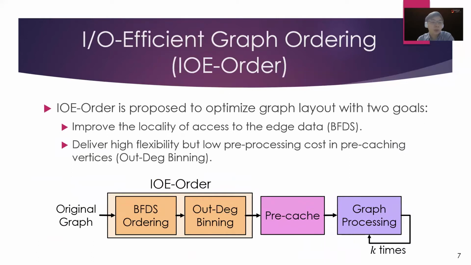So this work proposed IOE-Order, which is an ordering to optimize the grid layout with two goals. The first one is to better improve the locality of access to the edge data, and this will be achieved by the BFS ordering. And the second one is to facilitate the pre-caching with the low processing cost, and this will be achieved by the out-degree binning. And the below figure shows the flow of the entire graph processing. To begin with, the original graph will be optimized by the BFS ordering and then the binning. And the next step is that the pre-caching step will fill the static cache, and finally we will run the graph processing.